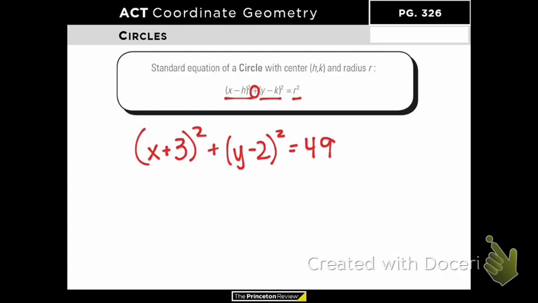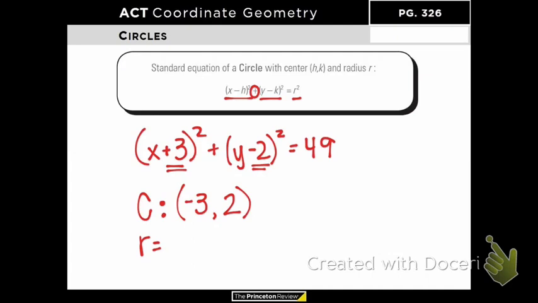There are two main things that you need to be able to pick out from the equation: where the center is and what the radius is. The center of the circle is always found by using these two values here and just switching your signs. So you start with the x's. Since it's a positive 3, I'm going to switch the sign. So my x coordinate is going to be a negative 3. Same with the y's. I have a minus 2. Switch my sign so I get a positive 2. So the center of this circle is at negative 3, 2.